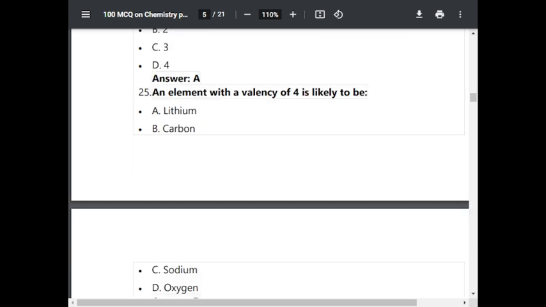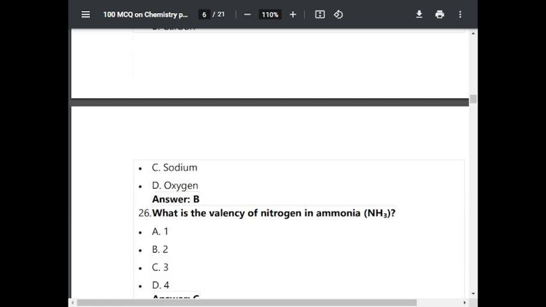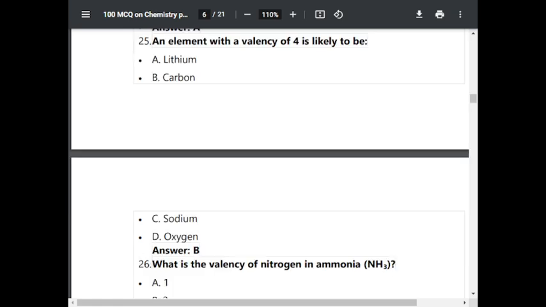Question number 25. An element with a valency of 4 is likely to be option A lithium, option B carbon, option C sodium, option D oxygen. The correct answer is B, that is carbon. The element with a valency of 4 is carbon.